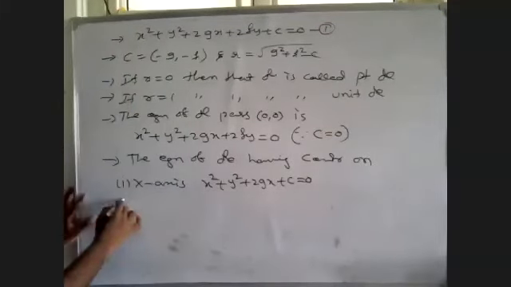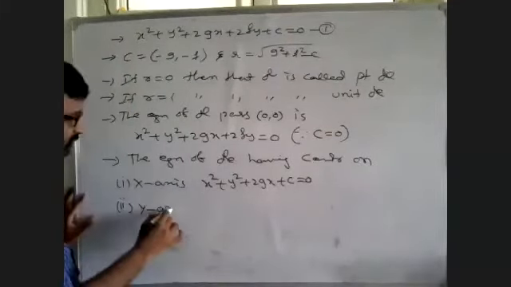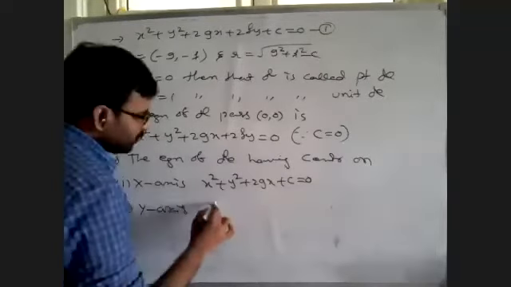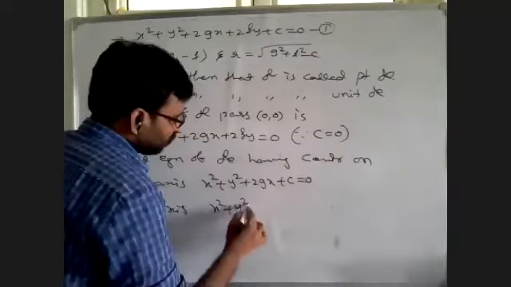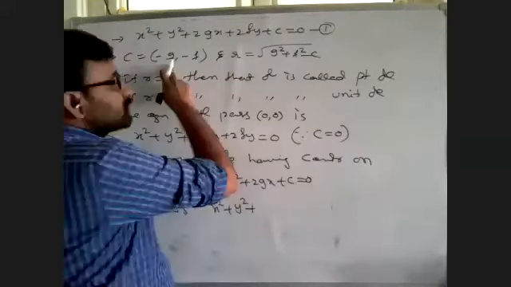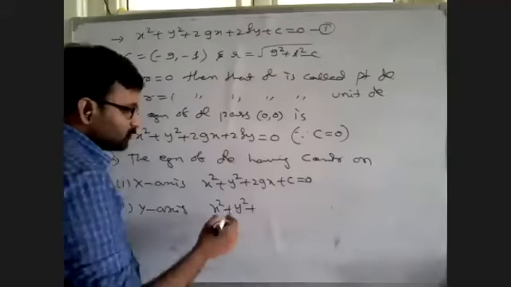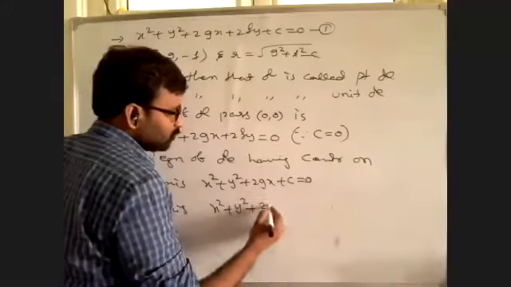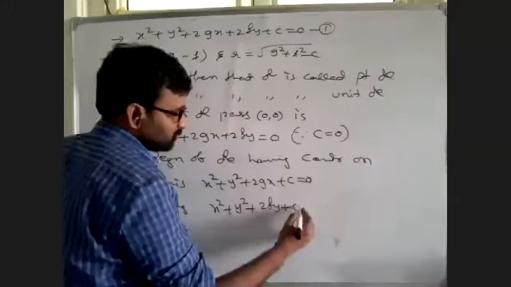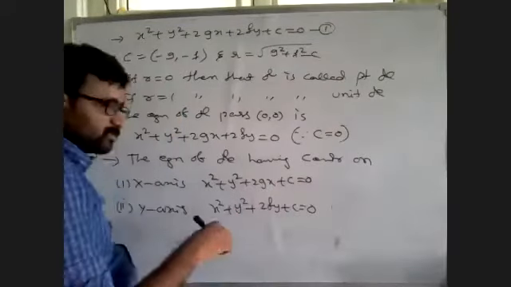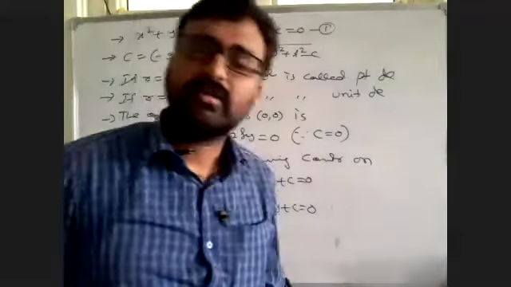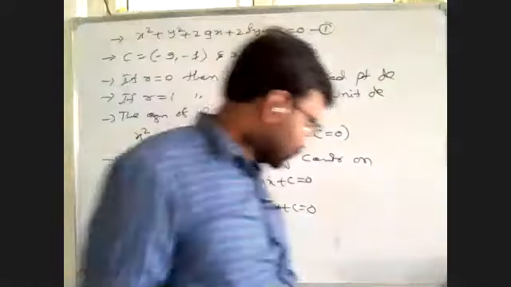And when the center lies on y axis, the equation is x square plus y square plus, on y axis x is 0, so the x coordinate is 0, meaning there is no g. So the remaining is x square plus y square plus 2fy plus c is equal to 0. These two are the equations of the circle when the center lies on x axis and when the center lies on y axis.